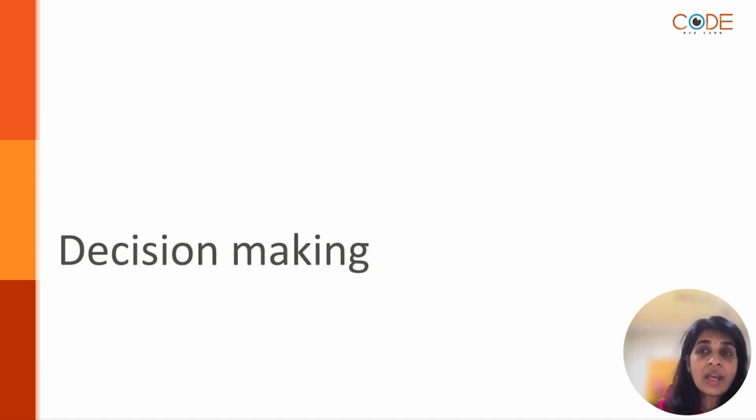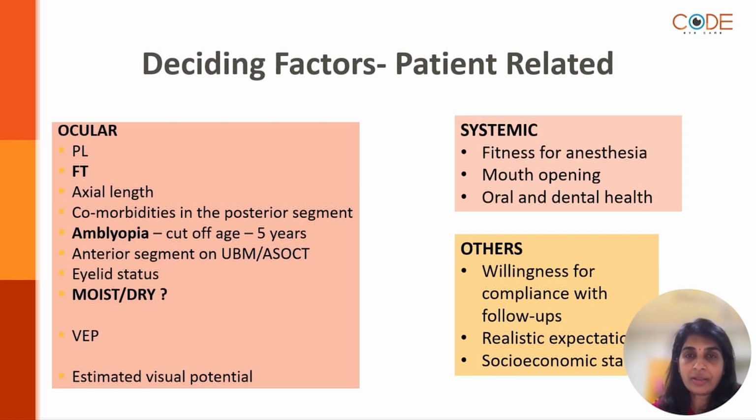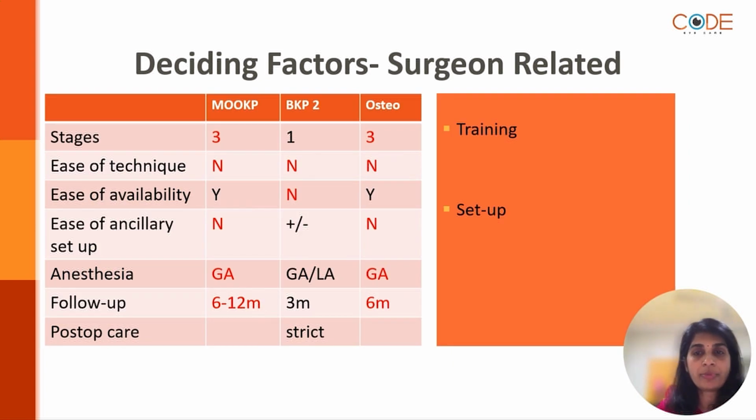Decision making, of course, depends on several factors. Most importantly, factors that are patient related, with respect to the eye, with respect to the systemic features, whether the patient is fit for anesthesia or not, whether the mouth opening is good or not, and most importantly, willingness for compliance with follow-ups, realistic expectations, and the socioeconomic status of the patient, which determines how frequently the patient will come back to you for follow-up, and will be compliant with respect to using medications that are required in the postoperative period.